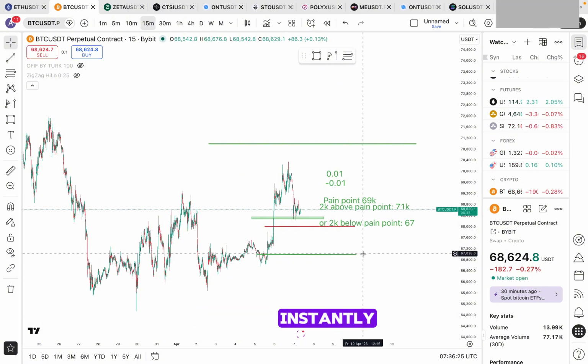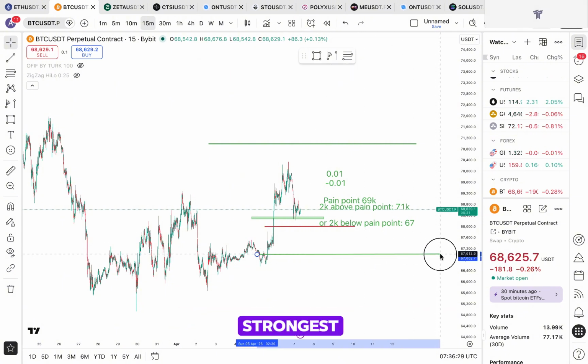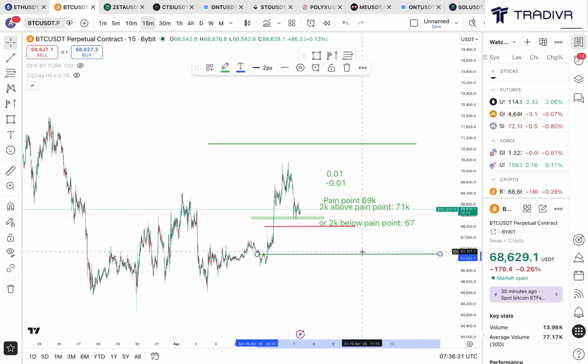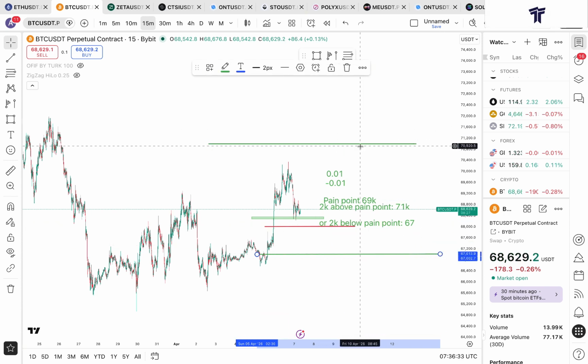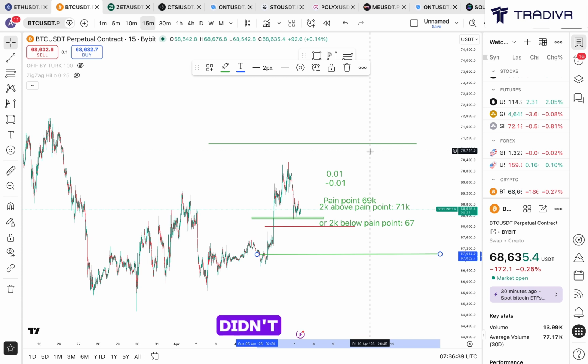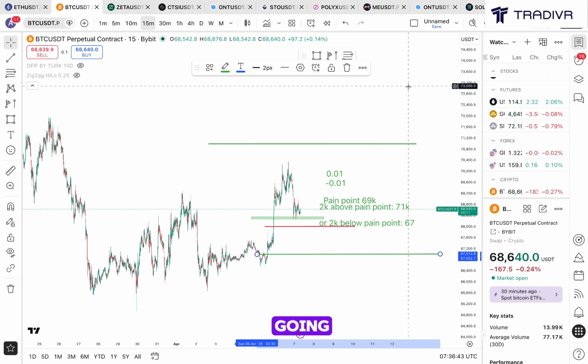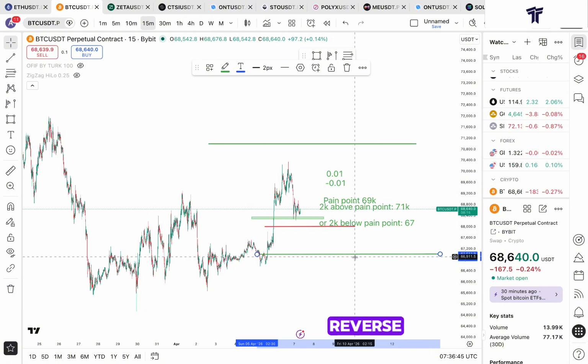If I see who is winning instantly from there, I'll take a trade. Now, these two levels are the strongest levels, I can tell you for free. This pinpoint level, 2k above, 2k below. If price gets to this place, it has the highest probability of reversal. In fact, even if it didn't reverse fully, I believe it's going to reverse very strong before it continues. It's too strong. These walls are very strong.